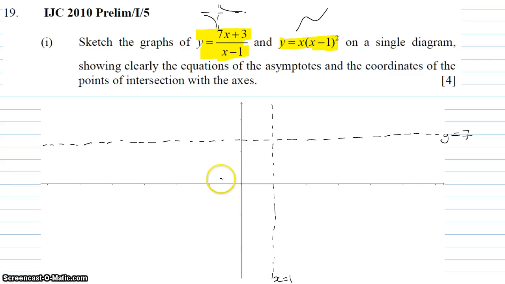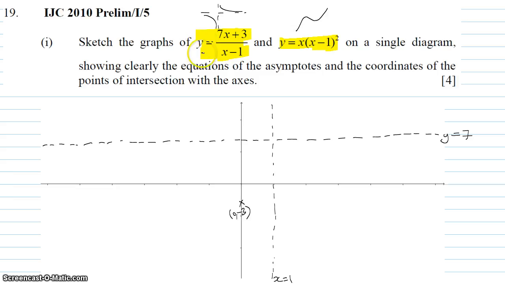Well, and then, oh yes, I should also find out the coordinates where they intersect the axes. That's not too hard, so you think about it. What happens to this one when x equals 0? So x equals 0 is the y-axis. These terms become 0. I get 3 over negative 1. So minus 3 will be my intercept. So this will be 0, minus 3.